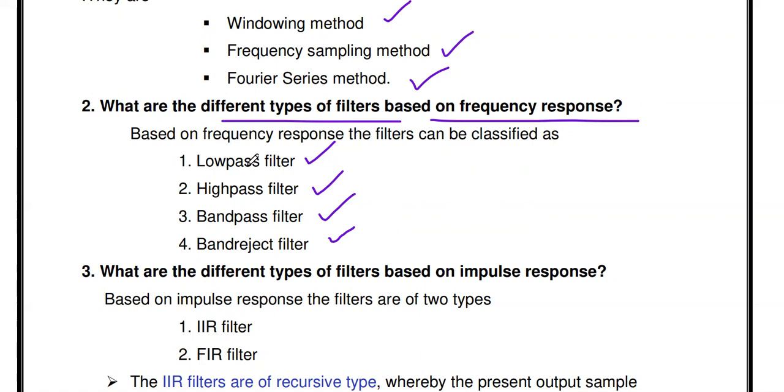High pass filter is just the opposite of low pass filter. That means it allows the frequencies from cutoff frequency to infinity, and it will block the 0 to cutoff frequencies. Band pass filter allows some band of frequency, from the lower cutoff frequency to the upper cutoff frequency. Band reject is the opposite of band pass. It rejects the band of frequency and allows the remaining frequencies. So these are the different classifications of filters based on the frequency response.